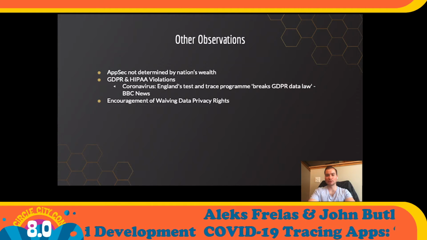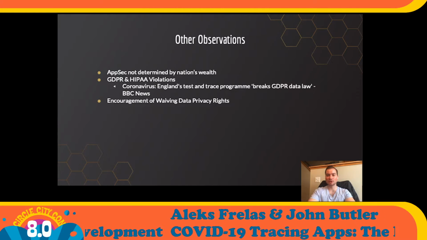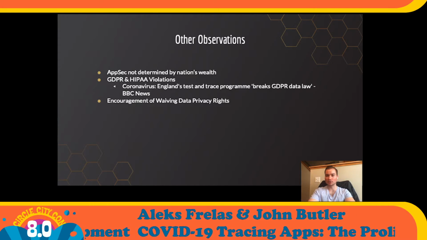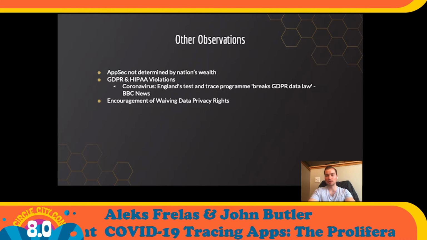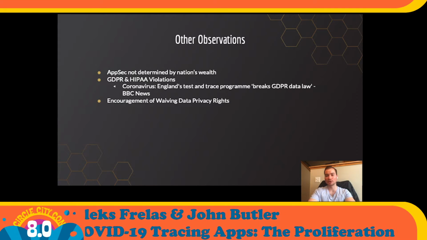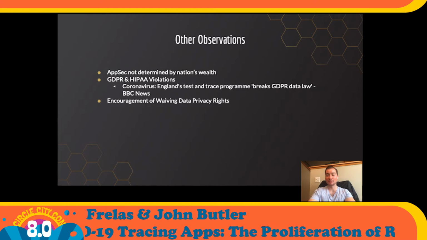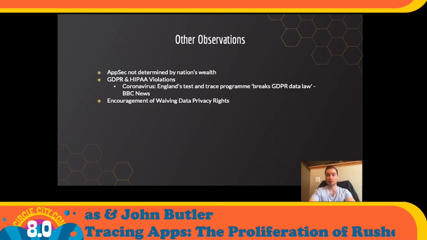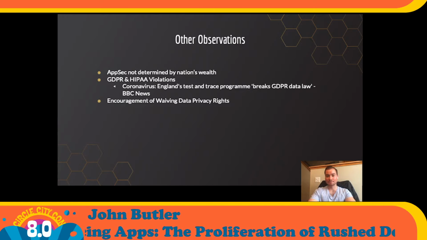Some other observations that we made throughout our testing and research was, first of all, that application security is not determined by a nation's wealth. So for example, if we look at Israel, who's number 32 out of 196 in terms of GDP in the year 2020, they had significantly worse application security than some of the countries in Africa who had their own contact tracing app. Now that's contrary to what we thought. We thought that a country who had high GDP had a lot of money for developing a contact tracing app securely, but that's not the case.